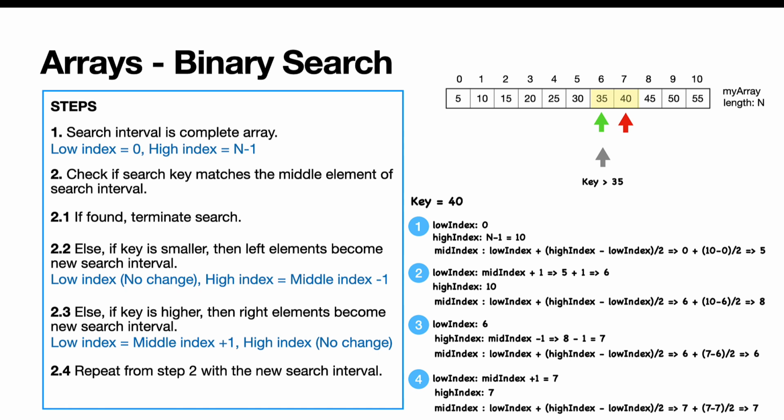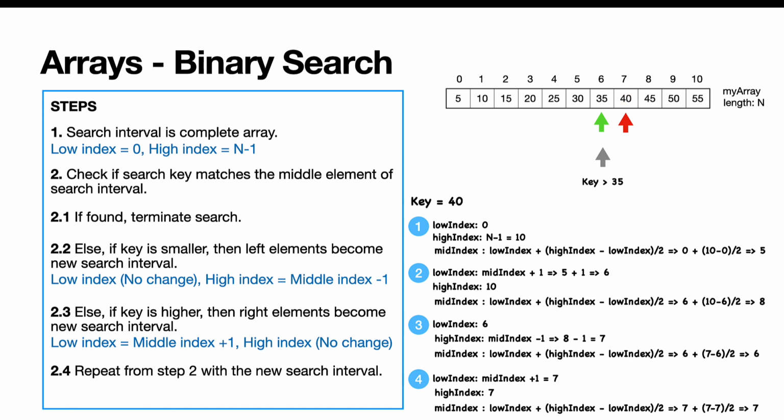And the new middle index is low index plus (high index minus low index) divided by 2, that is 7 plus (7 minus 7) divided by 2, which equals 7. So now all the three indices, the low index, the high index and middle index, point to the same index, that is index 7. Now let's go back to the array and mark our new indices.